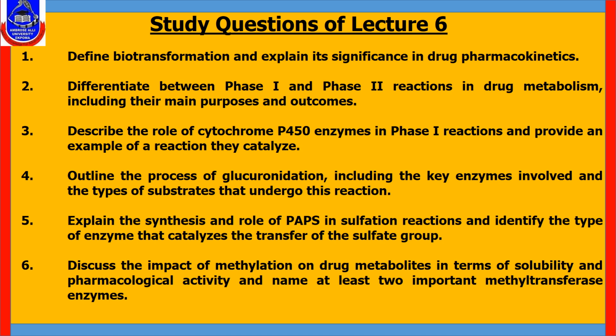4. Outline the process of glucuronidation, including the key enzymes involved and the types of substrates that undergo this reaction. 5. Explain the synthesis and role of PAPS in sulfation reaction, and identify the type of enzyme that catalyzes the transfer of the sulfate group. 6. Finally, discuss the impact of methylation on drug metabolites in terms of solubility and pharmacological activity, and name at least 2 important methyltransferase enzymes.